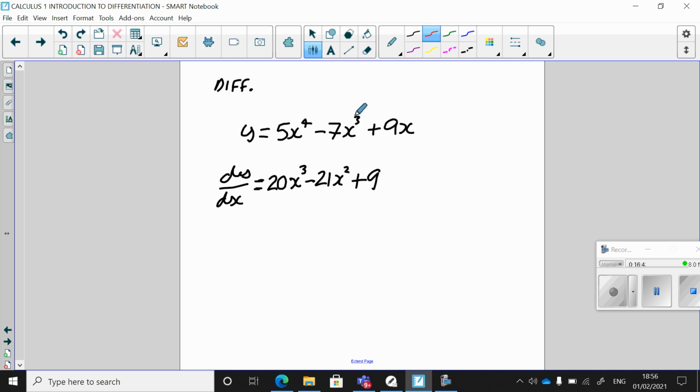Likewise, when we move on to the next one, bring the 3 down the front to multiply the -7. That's why we get -21. Then go back to the power, reduce it by 1. That's how we get the 2 there. And just moving on to the last term there of 9x. That's just a number times x, and what happens here is we just bump the x. So that is our derivative.